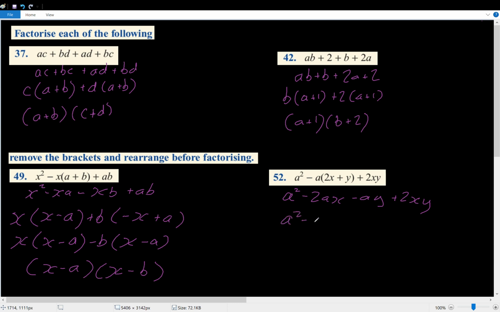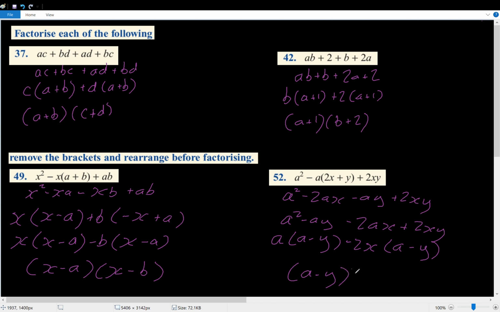So a squared minus ay minus 2ax plus 2xy. From our first pair here, we're going to take out a. So it's going to be a times a minus y. And from the second ones, we're going to take out 2x. So minus 2x times a minus y, like that. And now we can see that we have the same thing inside both the brackets. So we're going to have a minus y multiplied by a minus 2x, like that. And that is that.